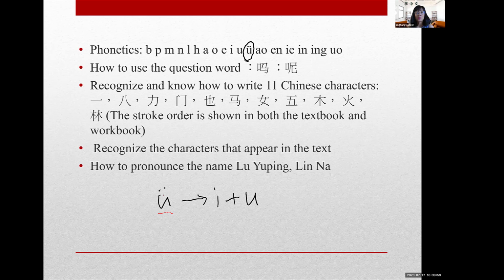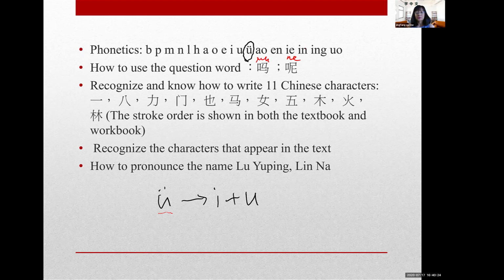And then the other one is, in this lesson, we're going to learn 2 question words, ma and ne. So this is ma and this is ne. We're also going to learn how to recognize and how to write 11 Chinese characters. Those characters don't have lots of strokes, so it's easier for beginners.